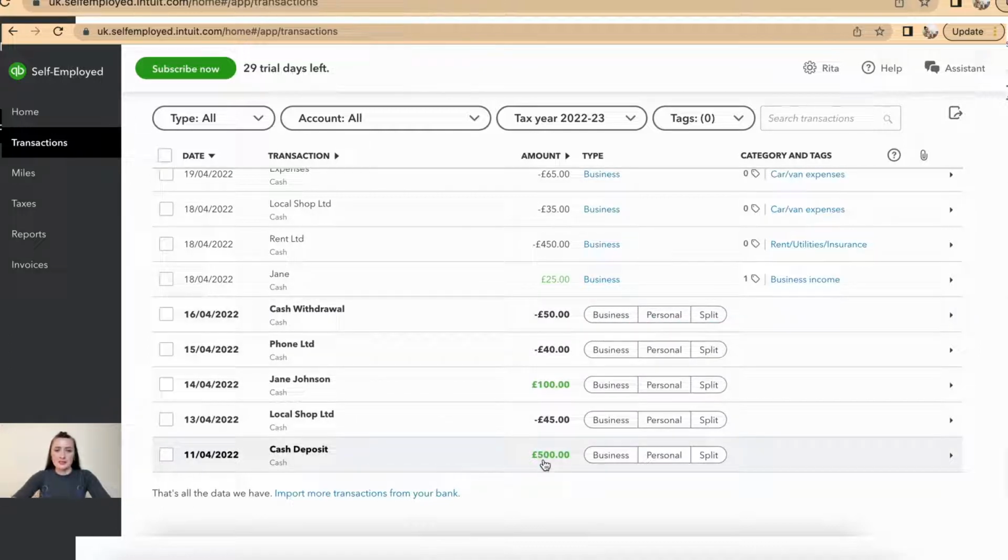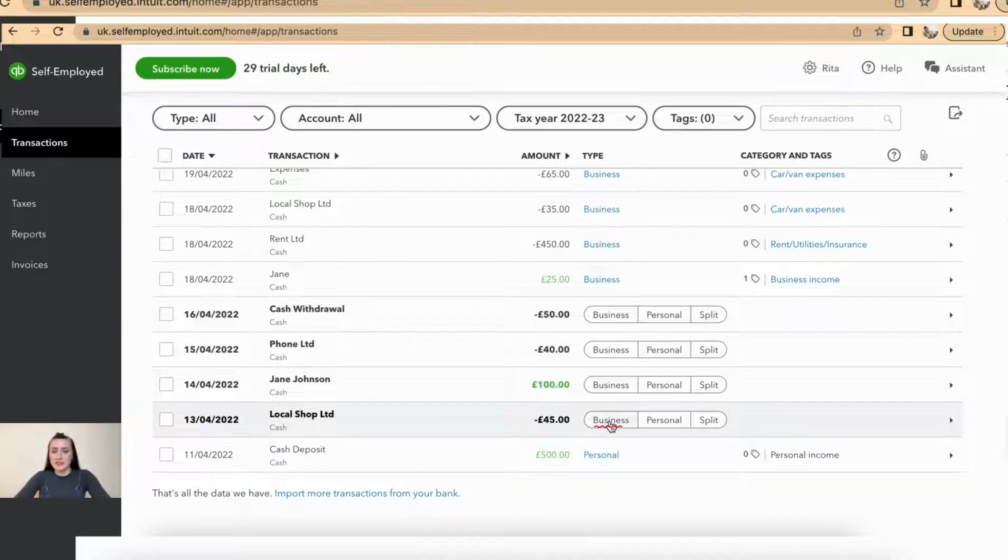So let's start by looking at the cash deposit. That cash deposit is money that I funded into the business. So I would say that this money is actually personal related income. So it's not business related income. No one has paid me for services that I have provided.